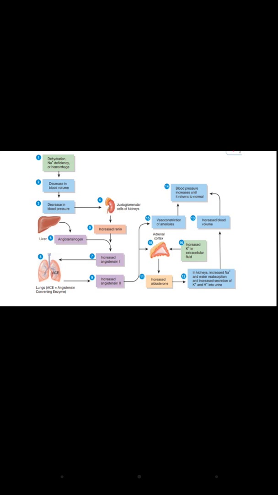And if aldosterone is secreted, this will lead to increased sodium and water reabsorption in the kidneys and the secretion of potassium and H plus into the urine. So this is the RAS system, which is activated because of sodium deficiency, dehydration or hemorrhage. From the adrenal cortex, aldosterone is secreted, which will ultimately increase the sodium and water reabsorption, and that's why the blood pressure will increase.